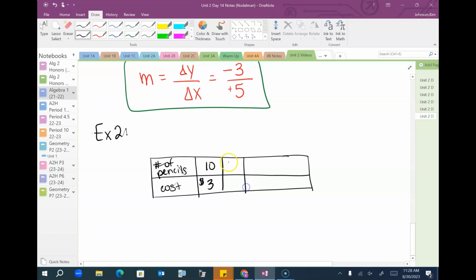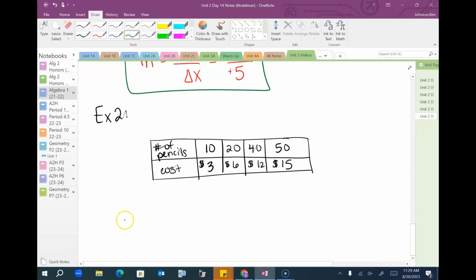So a pack of 10 pencils costs $3. A pack of 20 pencils costs $6. A pack of 40 pencils costs $12. And a pack of, let's do, 50 pencils costs $15.